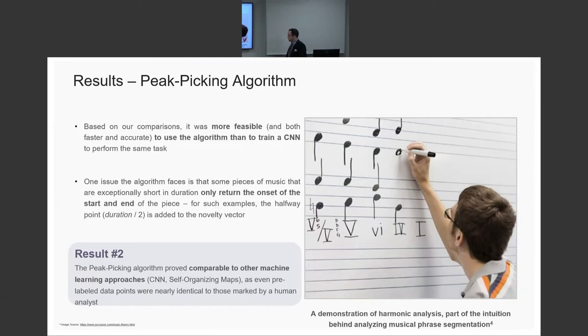For such examples, there's a Chopin prelude that's like 37 seconds long. We end up just taking the halfway point, in this case duration divided by two, and we add that to the novelty vector. So we have the start, the halfway point, and then the end as our final result for just a really short piece of music. So our second result, the peak picking algorithm, proved comparable to other machine learning approaches such as CNN and self-organizing maps, as even pre-labeled data points were nearly identical to those marked by a human analyst.